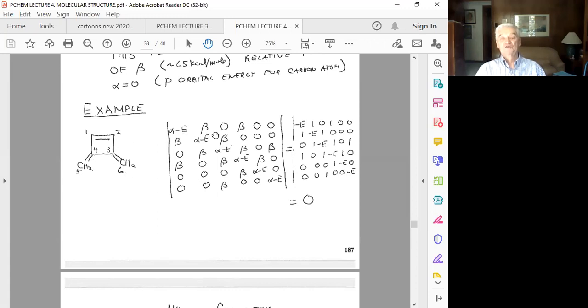1 does not touch 3, so we put a 0. 1 does touch 4, so we put a beta here again. And 1 does not touch 5 or 6, so we put zeros. I'll review this next time as we do it.